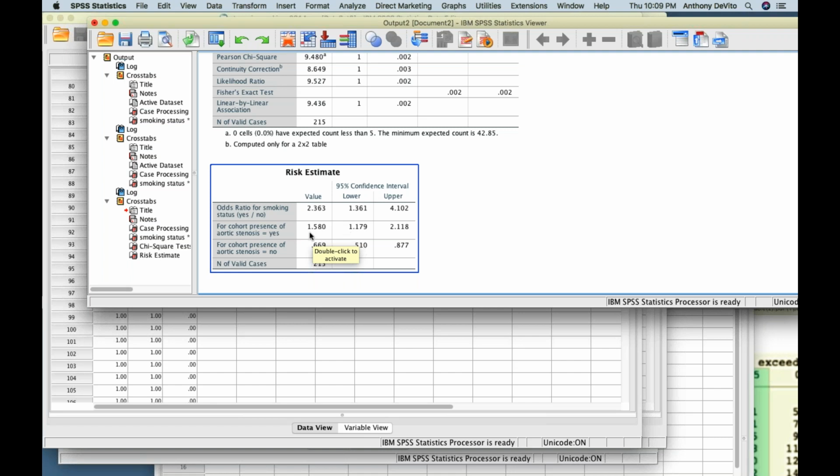The confidence interval we would expect, if there's no association, for this value to be 1. It came out to be 1.58, and we're 95% sure that the true population value is between 1.2 and 2.1. So we're 95% sure that it's not 1. So we reject the null hypothesis that it's 1, meaning that there's no association between smoking and that disease.